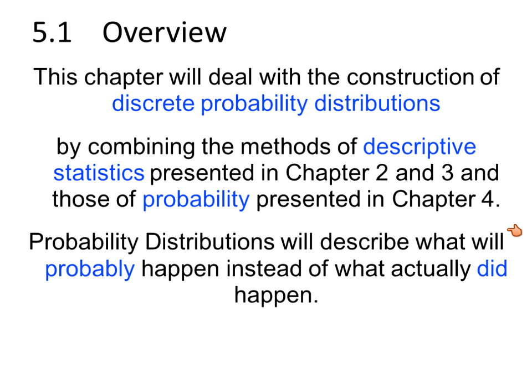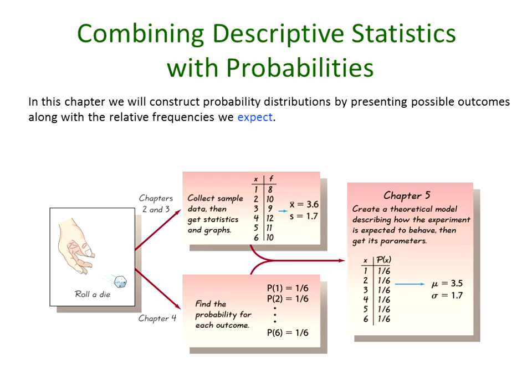Now, what probability distributions will allow us to do is describe what will probably happen instead of what actually did happen. So you're describing what will probably happen instead of what actually did happen. So we need to be able to know the probability that is associated to the random variable that makes up your discrete probability distribution. And I'm going to talk more about those vocabulary words, those new words that I just used.